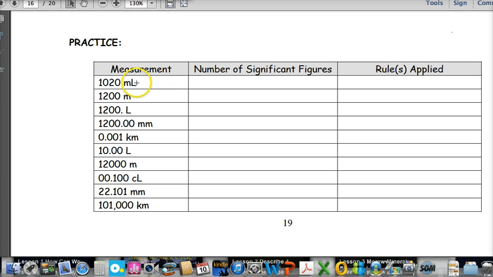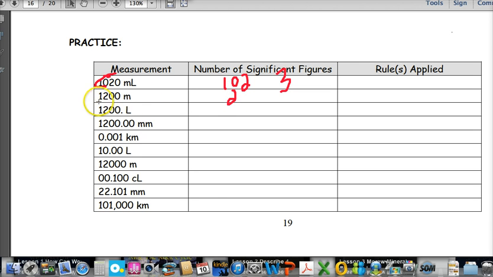Okay, so let's take a look. And again, go back to the rules. I'm not going to go through the rules that are applied, but here's the number, 1,020. Now, that's a sandwich zero, so that 0 is significant. Is there a decimal? There is no decimal, so that last 0 is not significant. So the only significant figures are the 1, the 0, and the 2. So there's only 3 significant figures. Next one. Notice there's no decimal. These are trailing zeros. So those zeros are not significant. So there's only 2 significant figures.